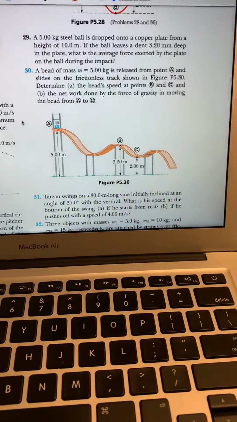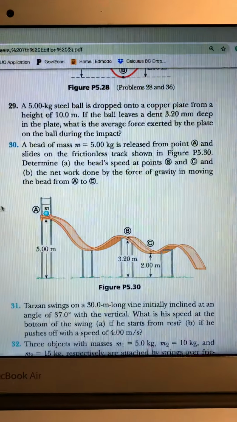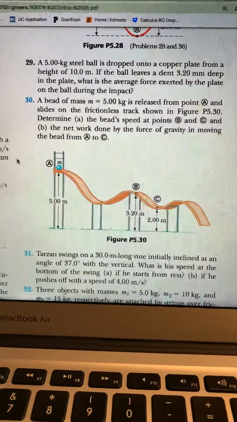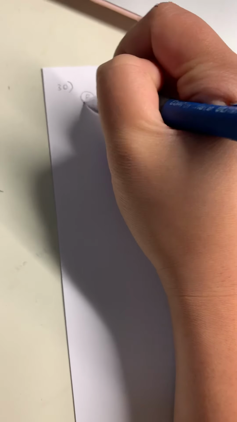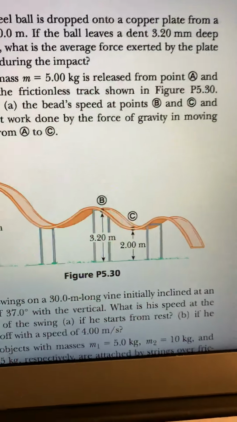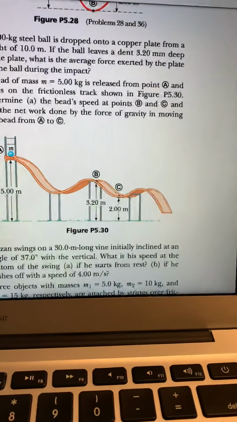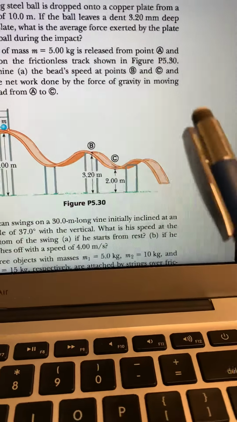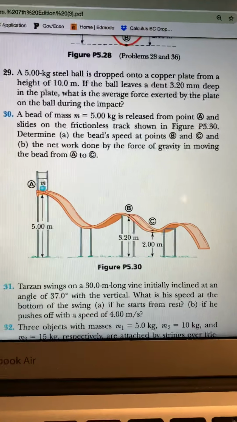So the first thing that I wanted to do was, it asks for the bead's speed at points B and C. So the way that I did that was I set up an equation where at point B you see that it has gravitational potential energy, and it's also moving, so there's also kinetic energy.